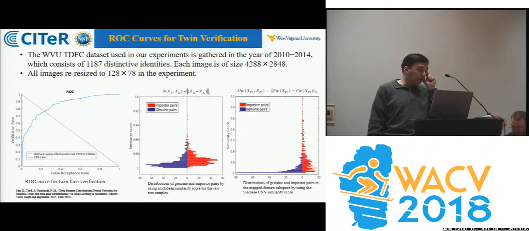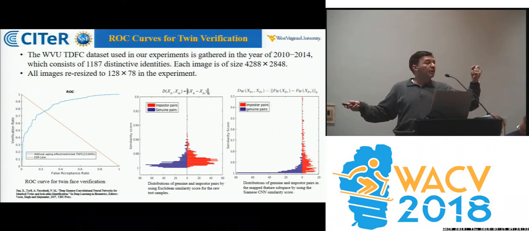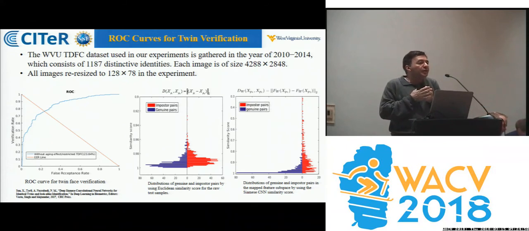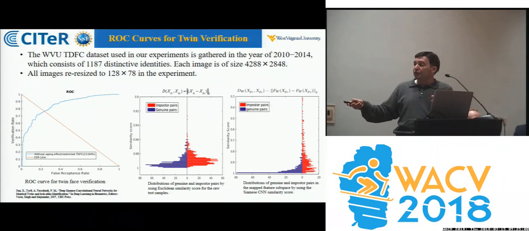And let me show you the results. This one shows the difference between the identical twins, the Euclidean distance between the identical twins. You can see the blue one is the genuine pairs, and the red ones are imposter. So you can see that the difference between identical twins is very difficult to distinguish. They overlap so much, as you can see. So what is the goal of the coupled deep neural network? The goal is to force the red one to go up and the blue one to go down, okay?